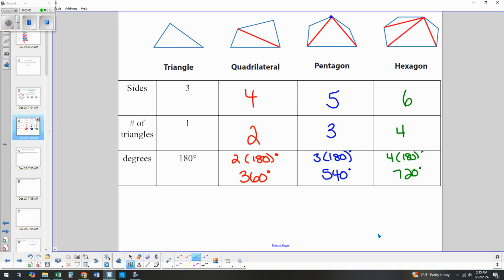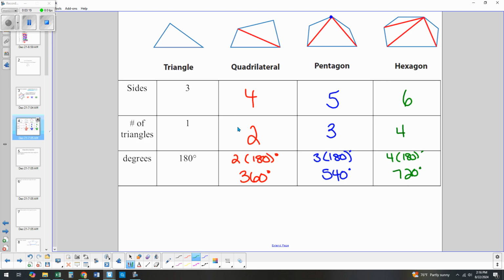But I don't want to have to make this chart every time I want to find, say, the number of degrees inside a 90-gon, because that's going to take me forever. So a better way is to have a formula, and we can come up with the formula right now because we can see a pattern in this chart.